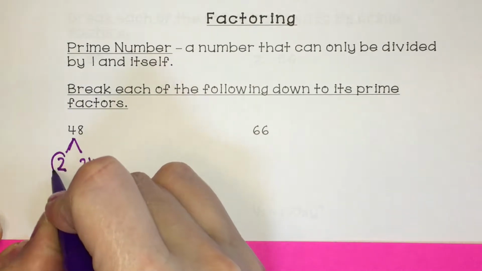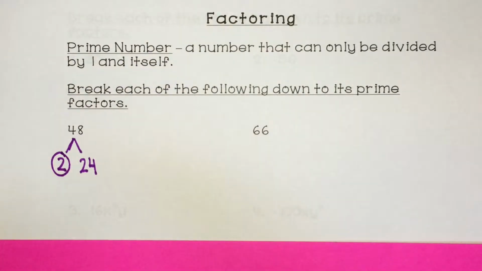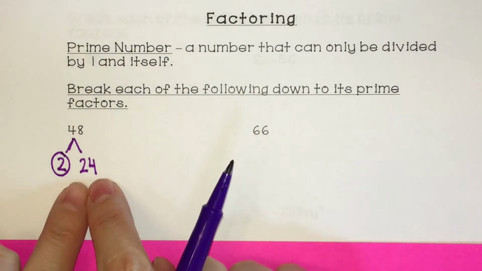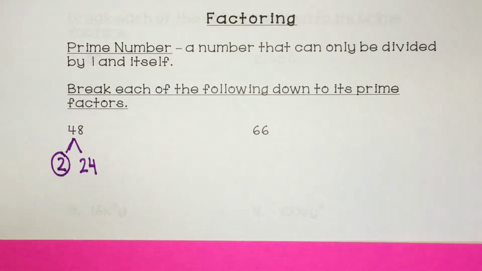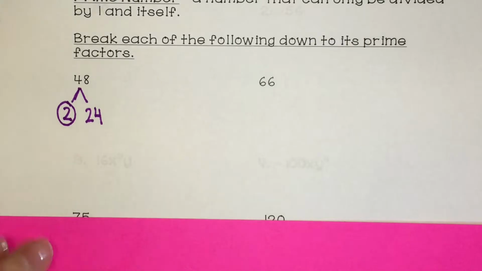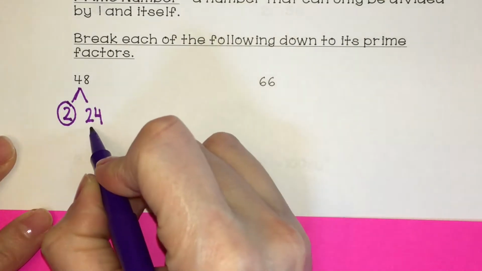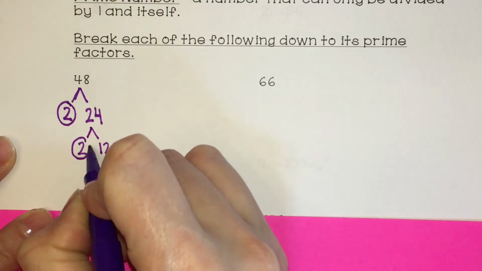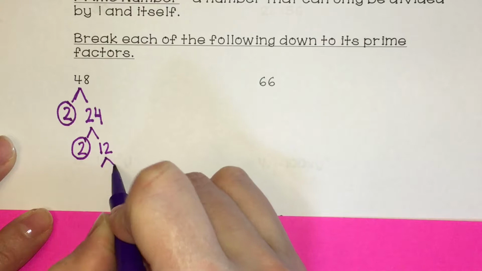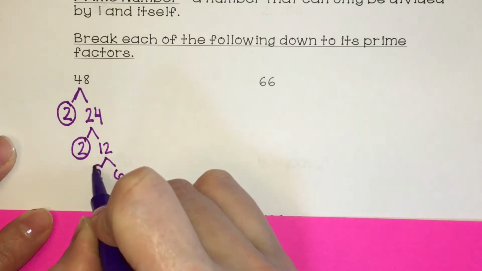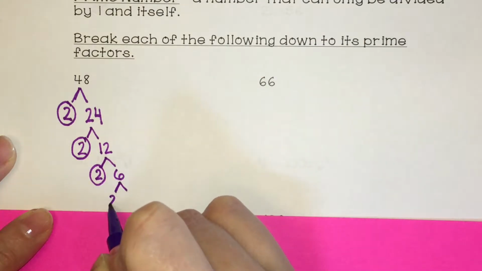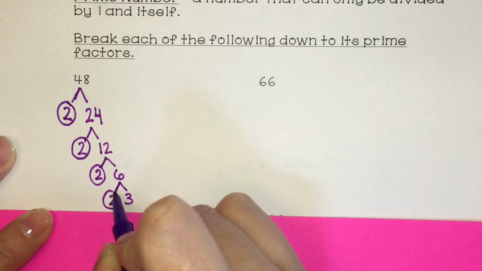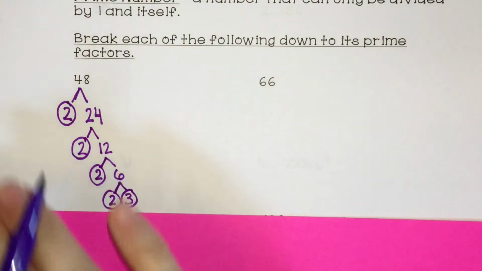2 is a prime number because I can only divide it by 1 and itself. And so I'm going to circle any prime numbers that I break this down into. 24 is not prime because it can be divided by some other numbers than 1 and itself. So I'm going to keep breaking that down until I have just prime numbers. 24 can be broken down to 2 times 12. 2 is prime, so I'm going to circle it. 12 breaks down to 2 times 6, and 6 breaks down to 2 times 3. So I'm left with just the prime numbers.